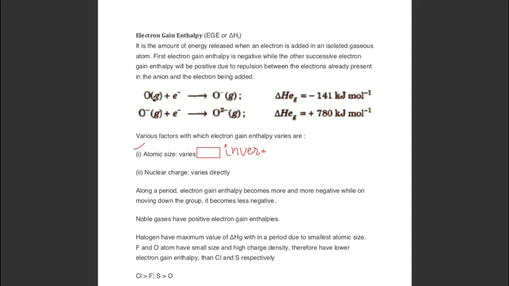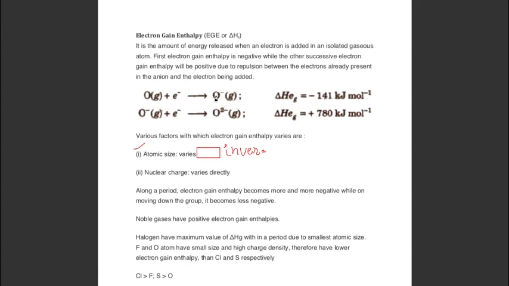An atom is a neutral one. When we add one electron to this atom, the atom is converted to an anion, and at this time some amount of energy is released. This released energy is known as electron gain enthalpy.